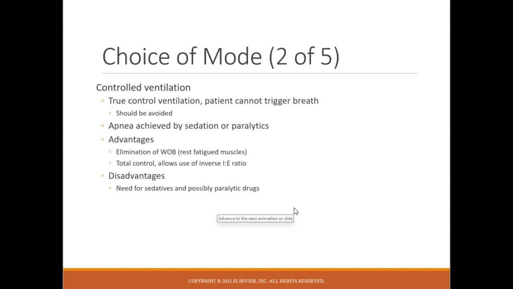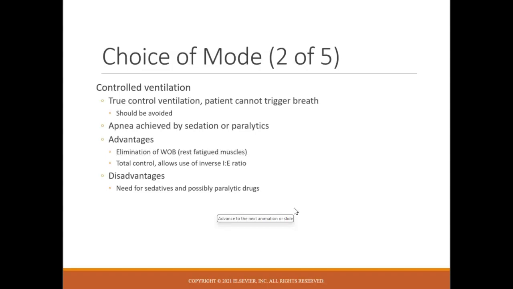In control mode ventilation, true control mode, the patient is not able to trigger any breaths. So the patient is only going to get what you set on the ventilator. To be in a control mode of ventilation, the patient really needs to be paralyzed. We should avoid using this mode of ventilation pretty much at all costs. There's very little benefit to using this mode. The advantage, though, is it completely eliminates work of breathing because the patient can't do anything. We have total control, so we can do inverse I:E ratios, meaning I can have a very long inspiratory time, which allows for, again, better oxygenation.